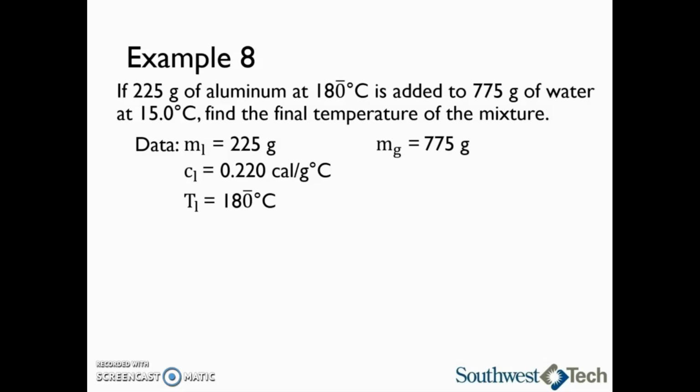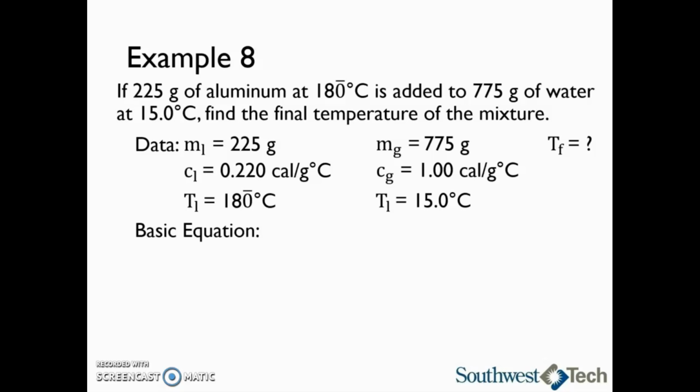Moving on to the water, the mass of water, M sub G, is 775 grams. The specific heat of water is 1.00 calories per gram degree Celsius. The temperature T sub G of the water is 15.0 degrees Celsius. We are trying to find T sub F, the final temperature of the mixture.